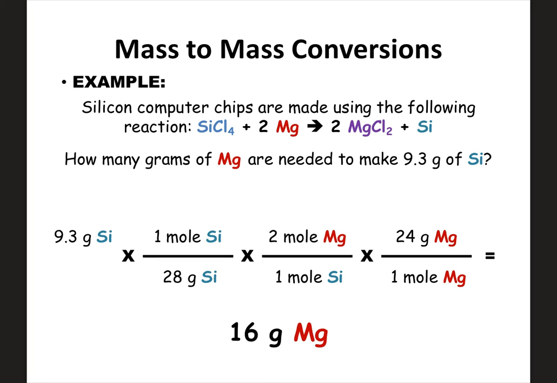Hopefully, when you did it, this is the answer that you got. You had to start with your grams of silicon. Your goal with every stoich problem is to get to moles. So there's 1 mole for 28 grams of silicon. Get this number right from the periodic table. Once you're in moles of silicon, the moles of silicon go on the bottom.